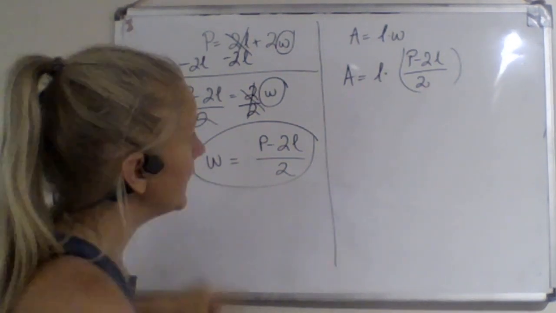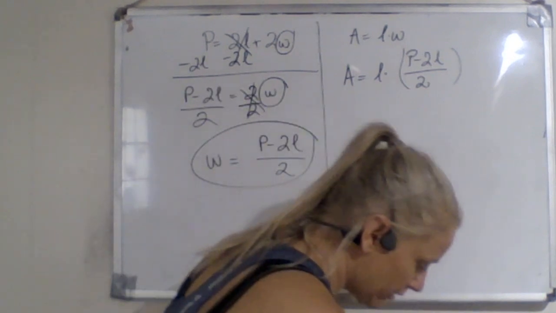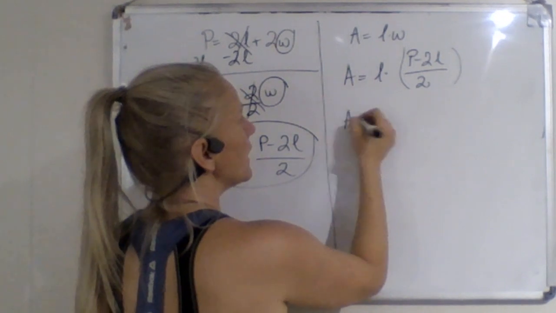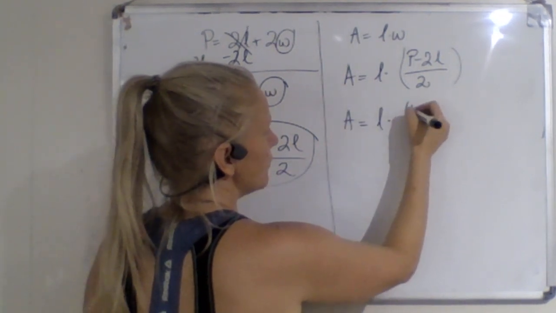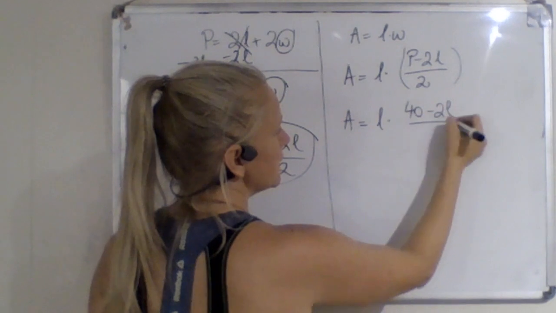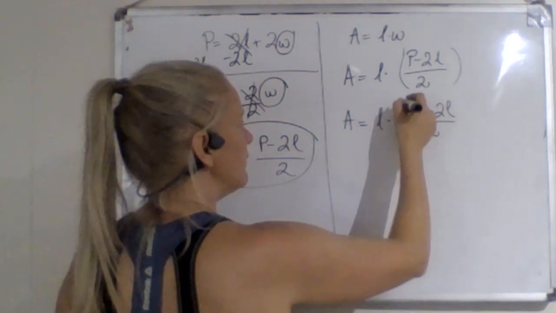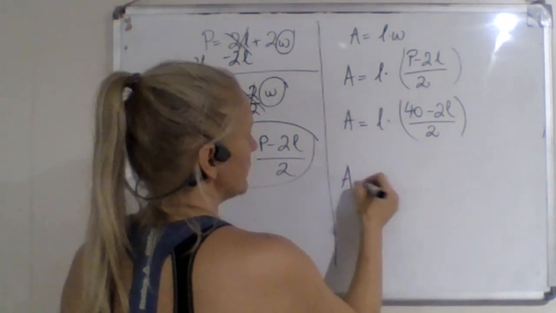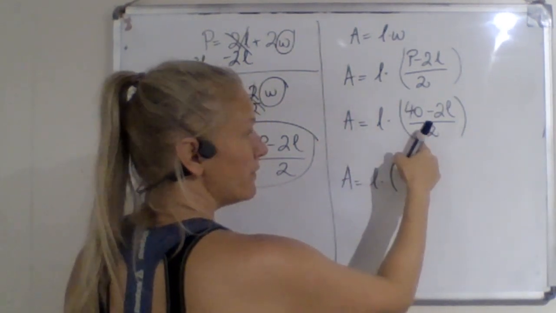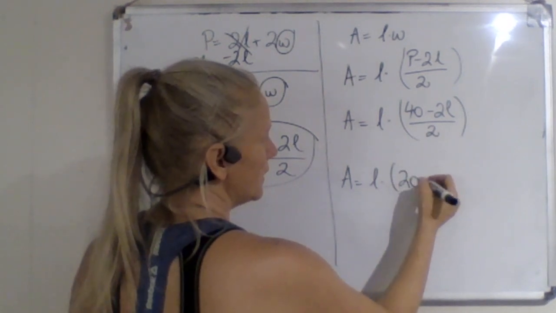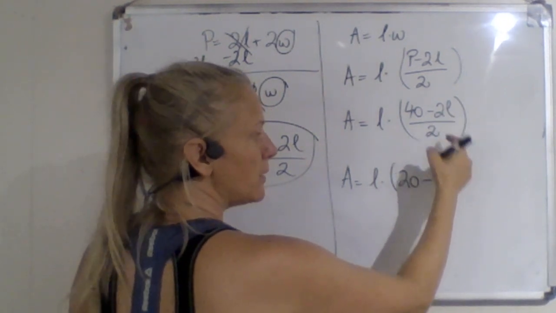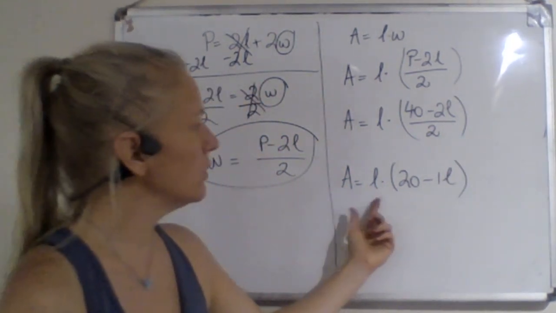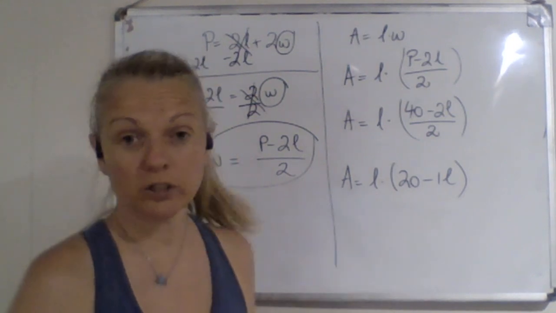Now that I have that, I know what perimeter is because it tells me at the beginning of my problem, I have 40 feet of fencing. So my perimeter is 40, right? Area equals length times 40 minus 2L divided by 2. And believe it or not, this can be reduced a little bit, right? A equals length times, what's 40 divided by 2? 20. Minus what's 2L divided by 2? 1L or L. And now you have your area only in terms of length, and there's no W there.